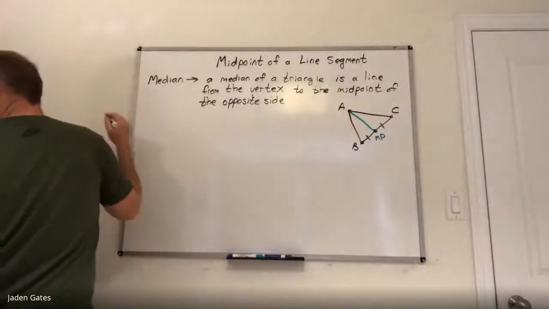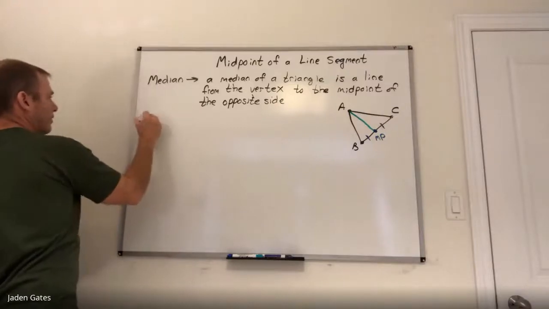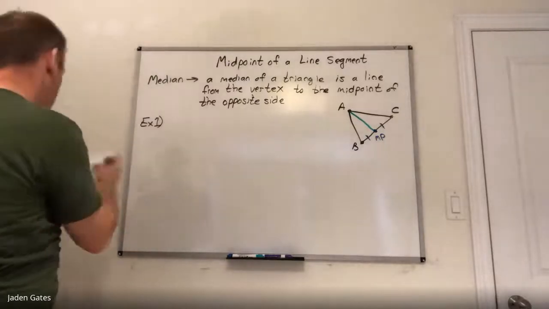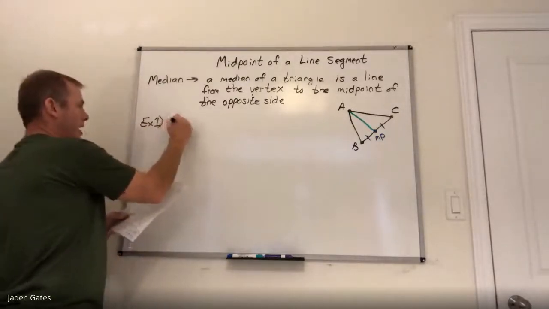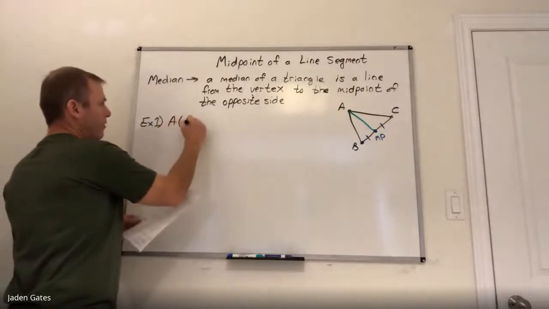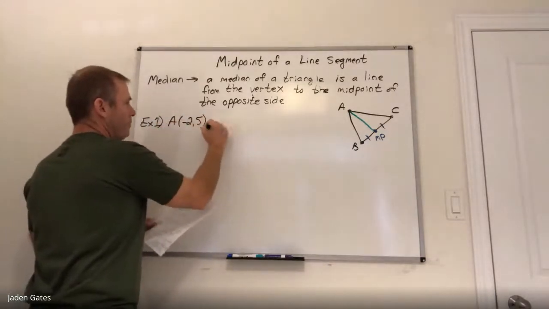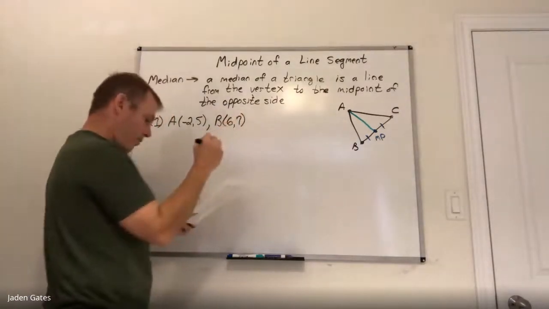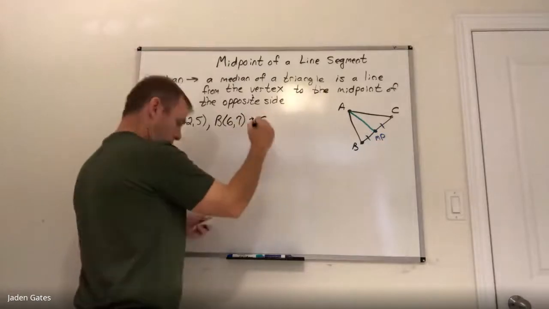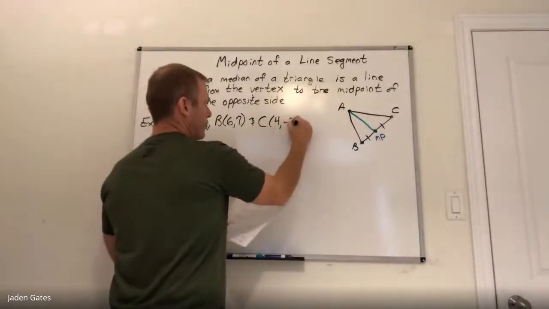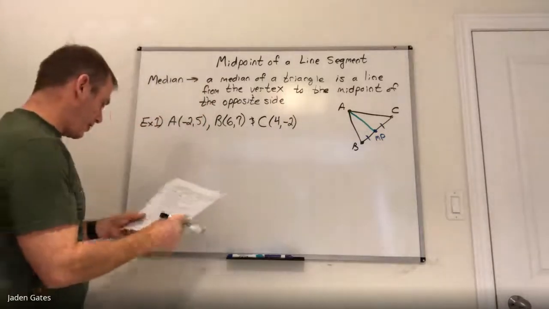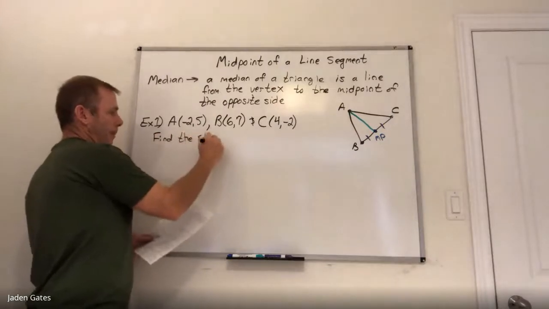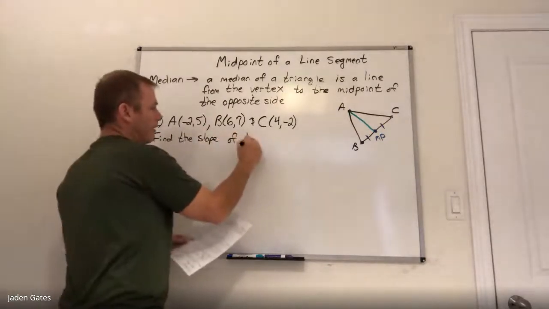Now, for example 3, or example 1, I think I called it, because it's something new here in medians. I have 3 points, so I'm going to write those down. A, we have (-2, 5). We have B, which is (6, 7). And we have C, which is (4, -2). And what I want to do is find the slope of the median.